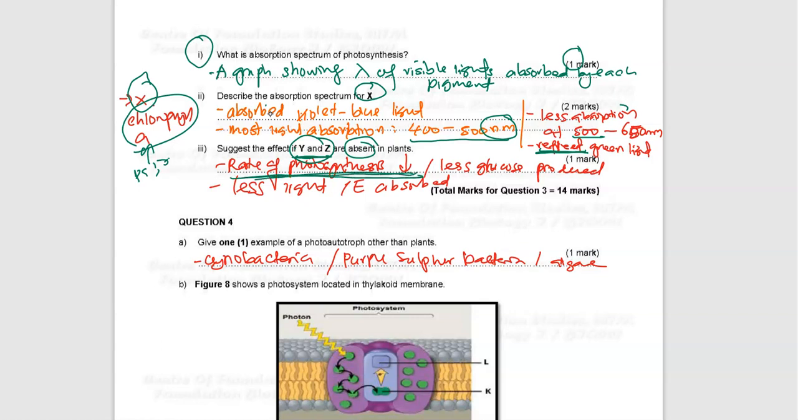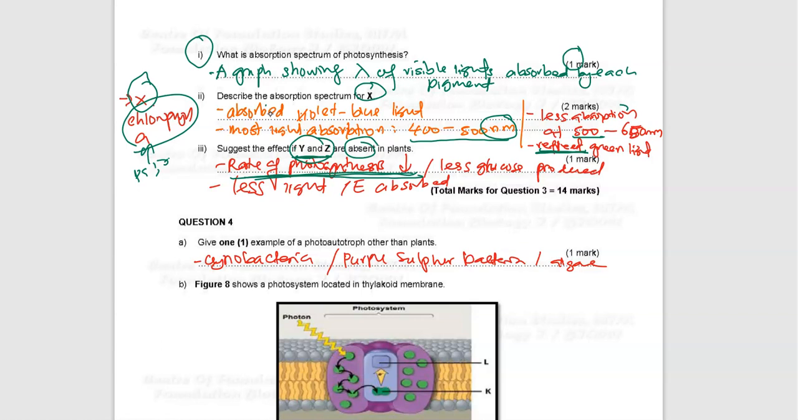Itu fungsinya accessory pigment ni, untuk memastikan lebih banyak sumber cahaya matahari boleh diabsorb untuk memaksimumkan rate of photosynthesis. Bila tak ada, maksudnya hanya chlorophyll A je yang present. So chlorophyll A boleh absorb at that certain range of wavelength of light sahajalah. Tak ada excess source of energy absorbed by the accessory pigment to increase the rate of photosynthesis. So if absent, therefore rate of photosynthesis will be reduced.